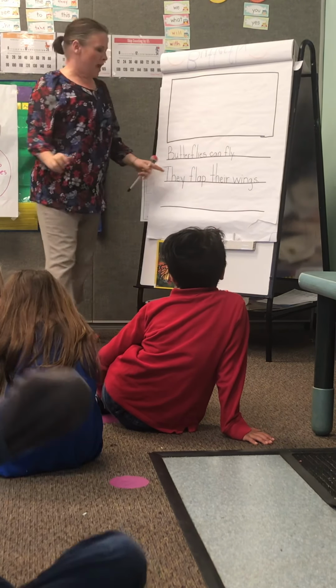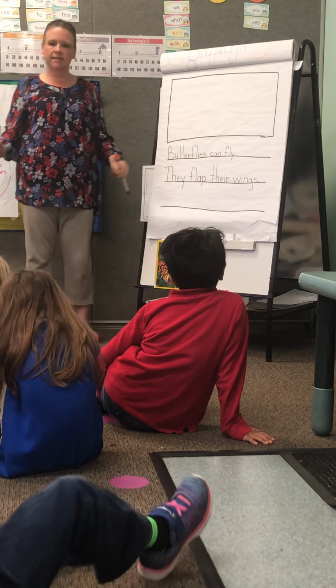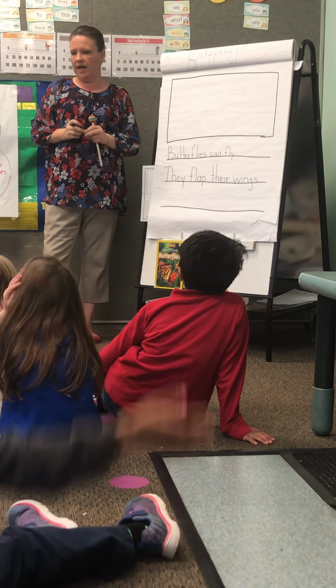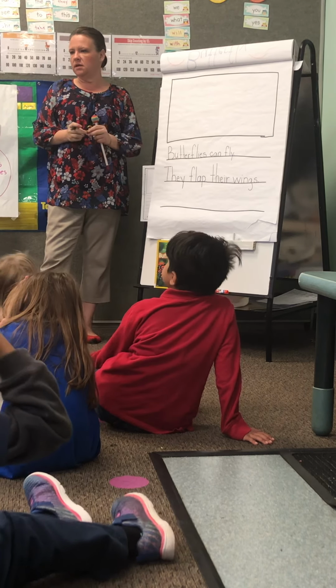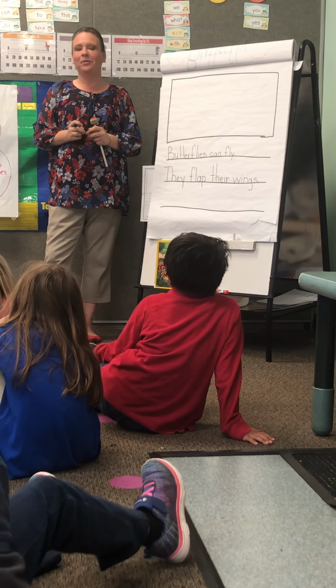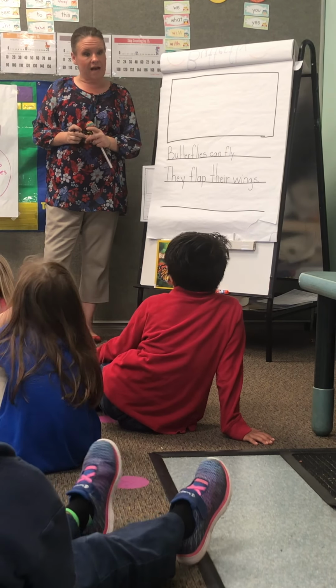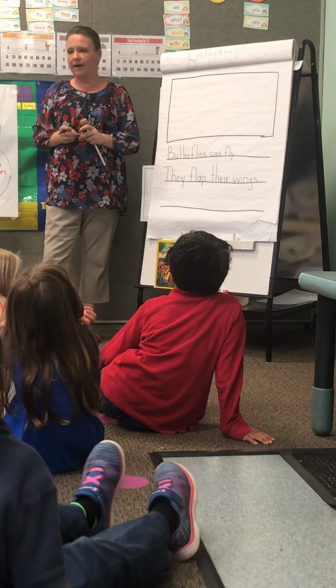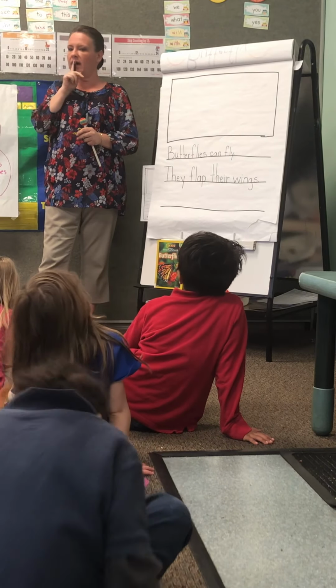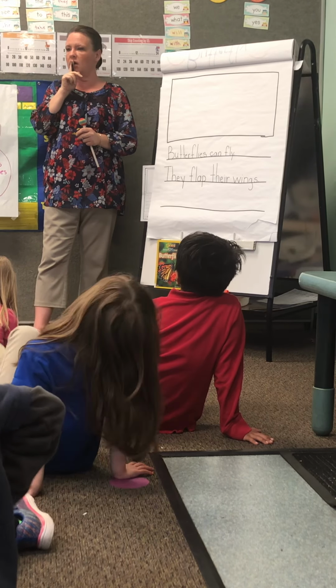So we've met our writing goals on this sentence. Let's write a little bit more about butterflies. Charles? They can die. We read a lot about butterflies dying today, didn't we? Yeah. I asked Charles. I have one Charles.